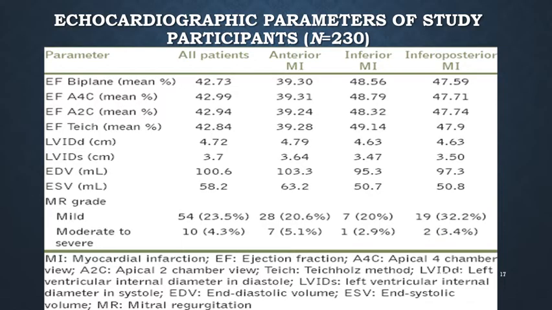Here we have the echocardiographic parameters of the study, and here I'd like to draw your attention to the fact that patients with anterior MI had a statistically significant lower ejection fraction as compared to those with inferior MI and inferior posterior MI.